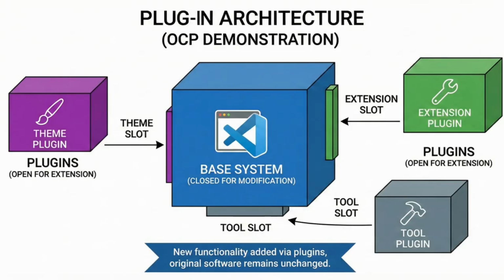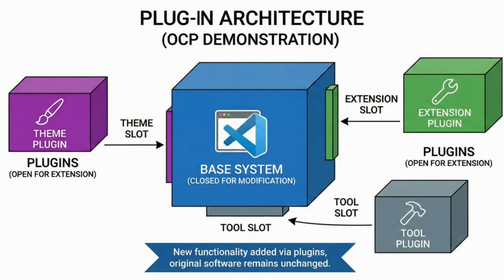This image demonstrates one of the best real-world implementations of the open-closed principle, known as plugin architecture. In the center, we have the base system. This is the main application and it is clearly marked as closed for modification, meaning once the core system is built, we don't keep editing or changing it every time new requirements come. Instead, the system provides slots or extension points, like theme slot, extension slot, tool slot.